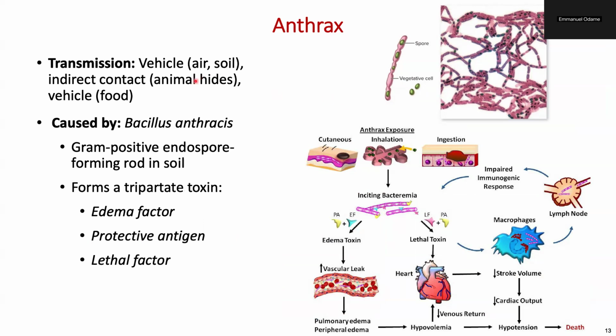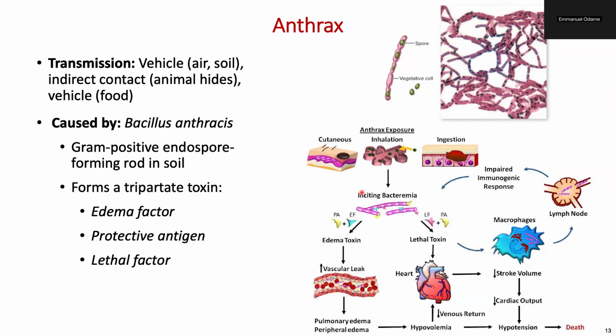So it's transmitted through vehicle. It can be air, soil, indirect contact such as animal hides, and also food. It's caused by Bacillus anthracis, which is a gram-positive endospore-forming rod in the soil. So this is what we can see from here. And then it forms a tripartite toxin. So you have these toxins, which are an edema factor and a protective antigen, which will lead to lethality, which also has the lethal factor here. So that's how it works.